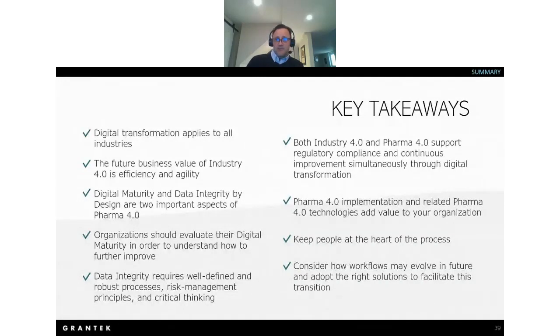Data integrity requires well-defined and robust processes, risk management principles, and critical thinking. Both Industry 4.0 and Pharma 4.0 support regulatory compliance and continuous improvement simultaneously through digital transformation. Pharma 4.0 implementation and related Pharma 4.0 technologies add value to your organization. Keep people at the heart of the process. And consider how your workflows may evolve in the future and adopt the right solutions to facilitate this transition.